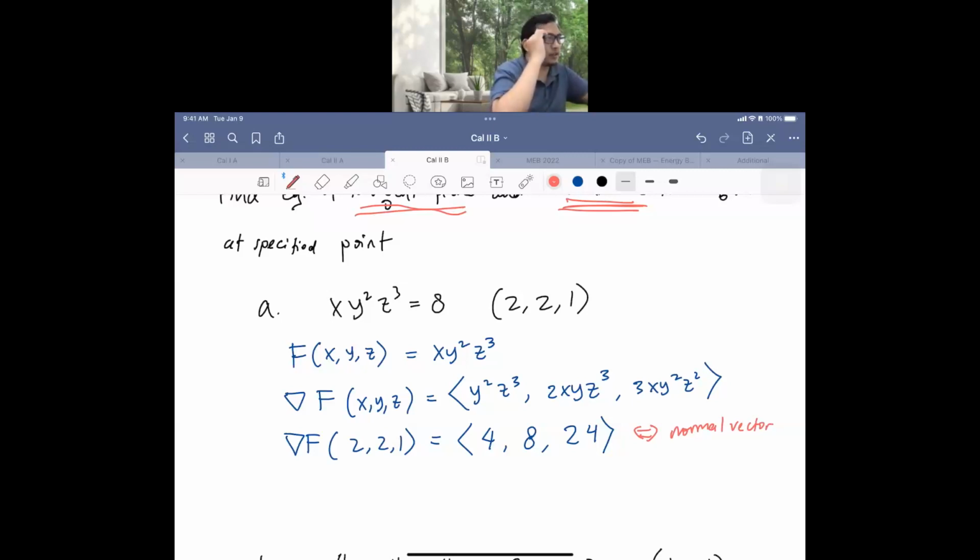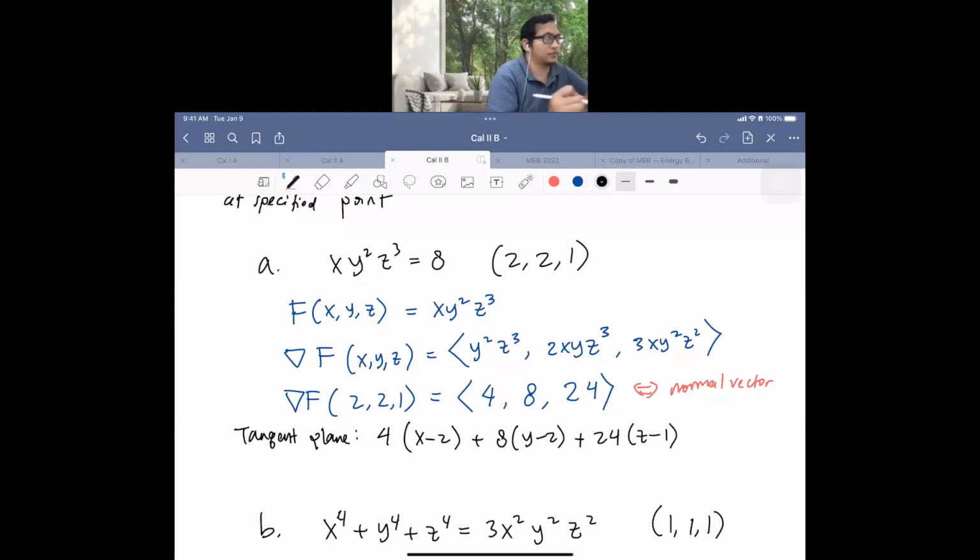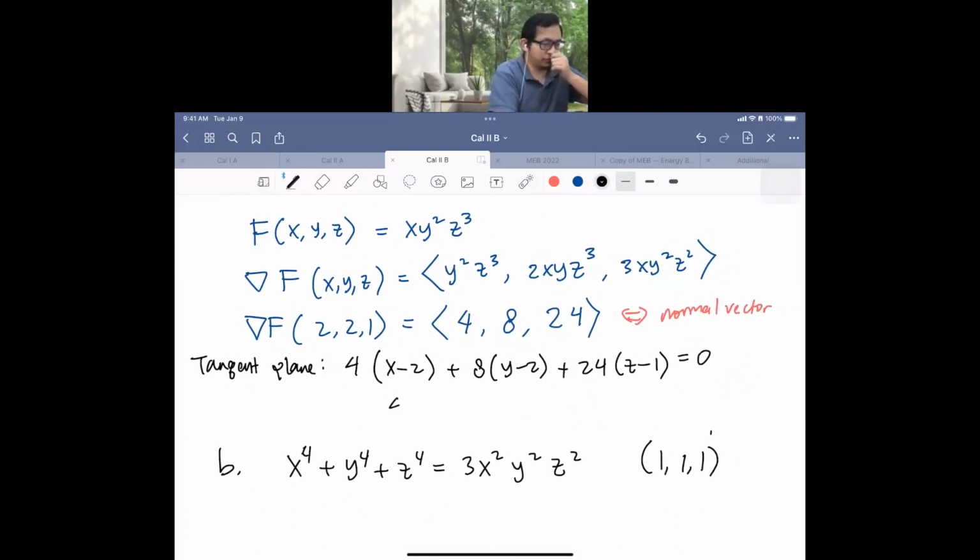And then we can write the tangent plane as 4(x minus 2) plus 8(y minus 2) plus 24(z minus 1) equals 0, and we can solve this, and I think this will be 4x plus 8y plus 24z, negative 8, negative 16, negative 24, negative 48, or we can write equal to 48, or we can simplify it, become x plus 2y plus 6z equal 12.